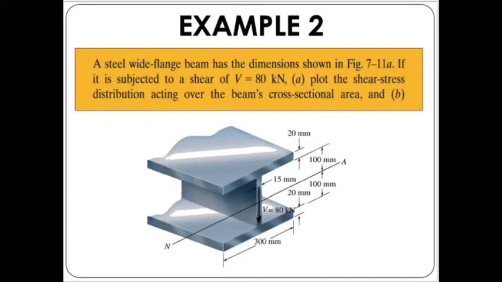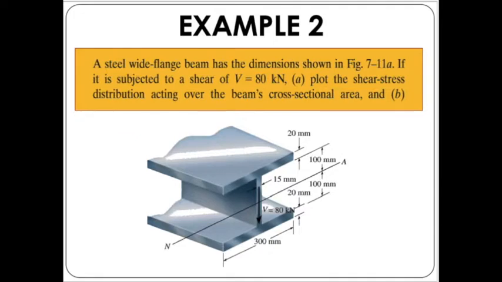It is symmetrical on its left and right, as well as for the top and also bottom. So we have a symmetrical arrangement of this I-beam with similar dimensions. From the figure, we are given the dimensions for the cross section of this beam as well as the V value.